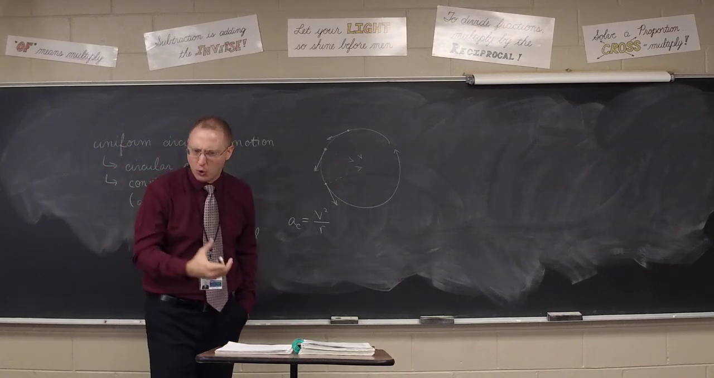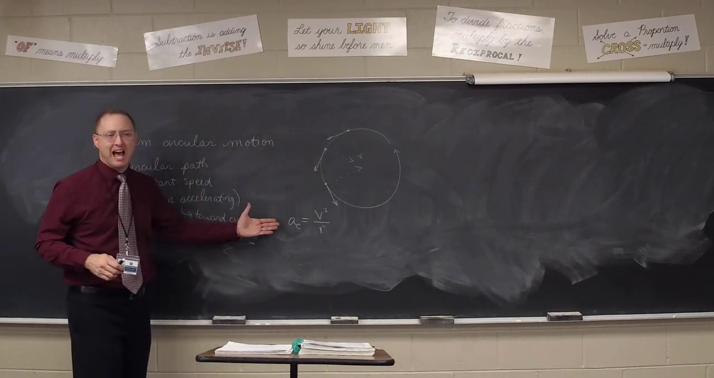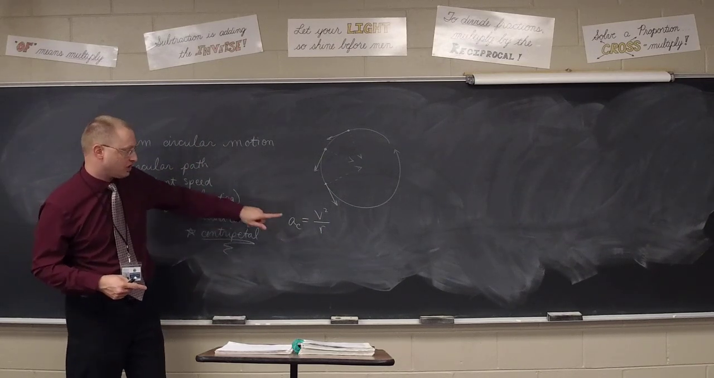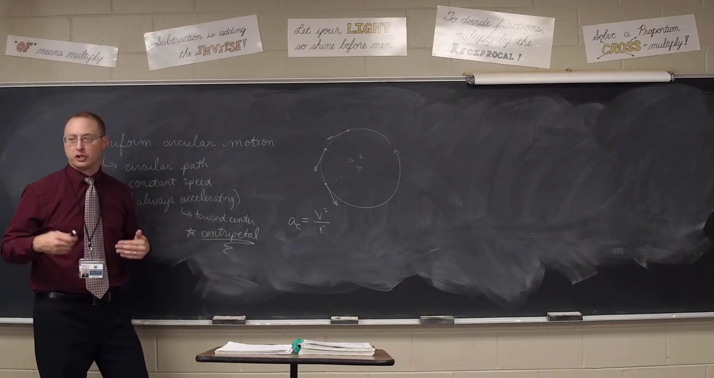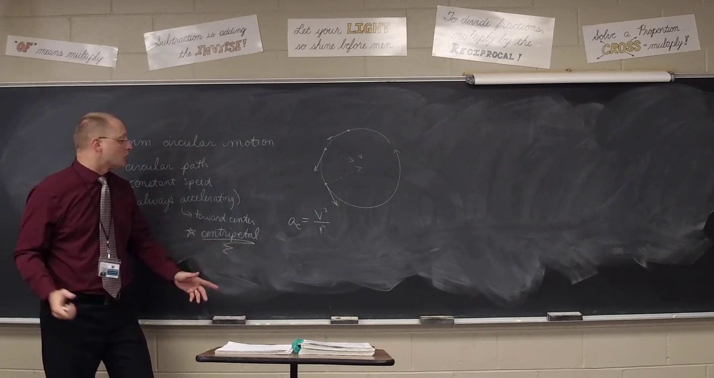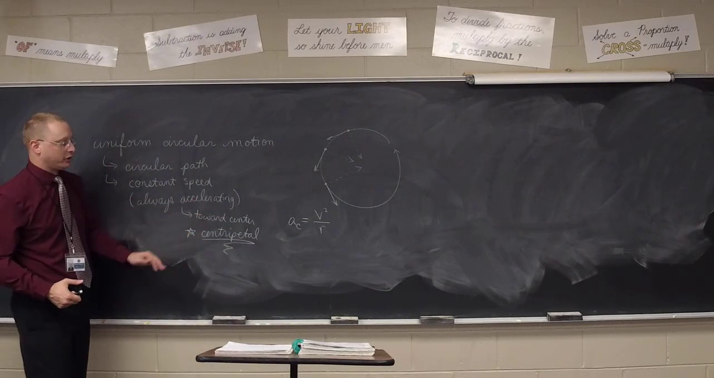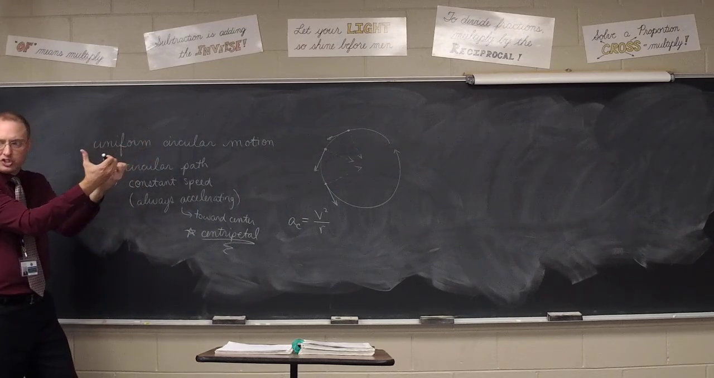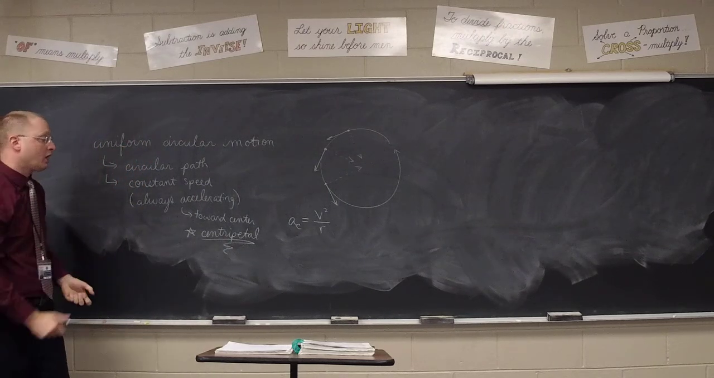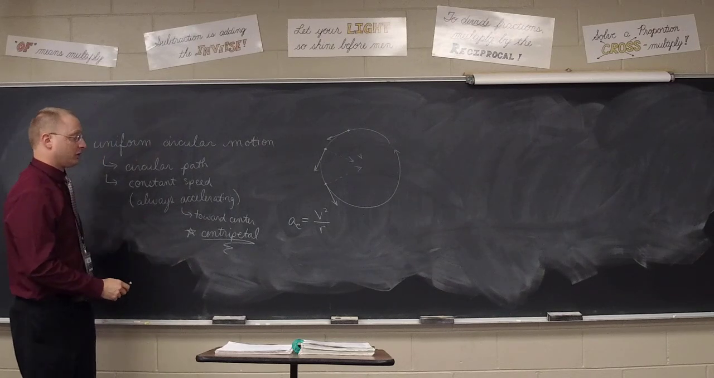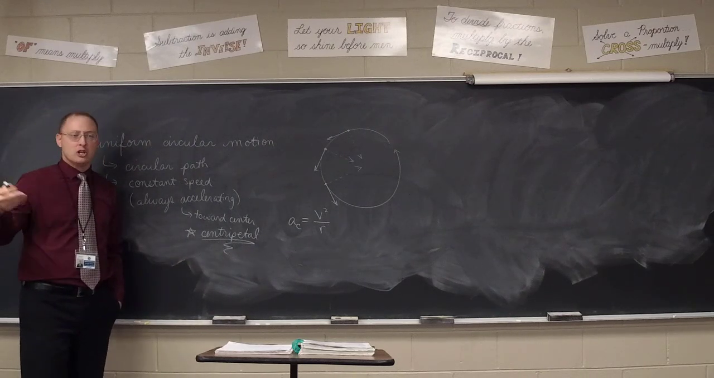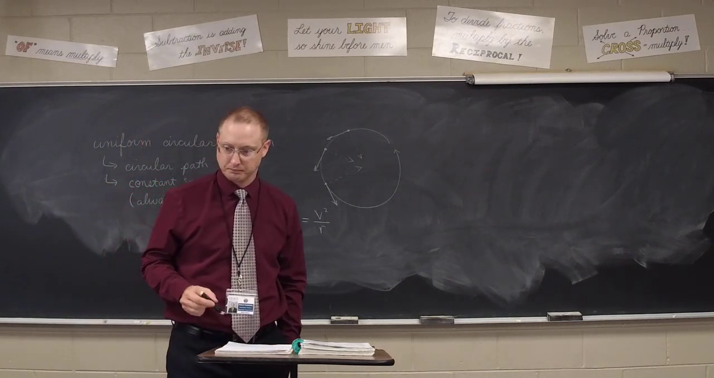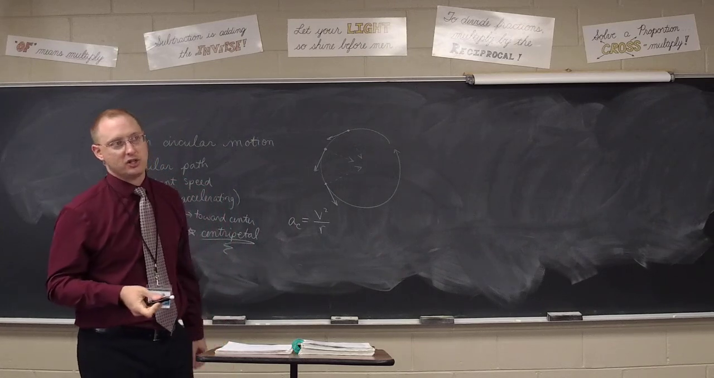But I keep mentioning a pull toward the center. Well, that's because you can't have acceleration, per Sir Isaac Newton's first law of inertia. You won't have an acceleration or a change in velocity without some external force. So in order to have acceleration toward the center, in order to have centripetal acceleration, there must be some centripetal force that's pulling toward the center. We call the force that causes centripetal acceleration centripetal force. So the force toward the center of the circle is called centripetal force.